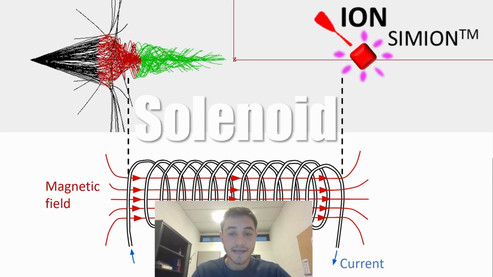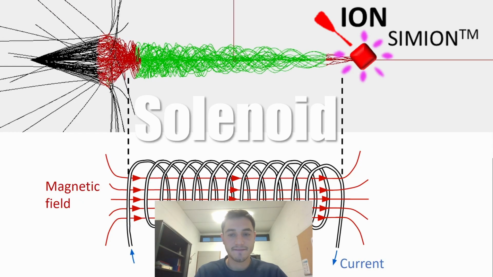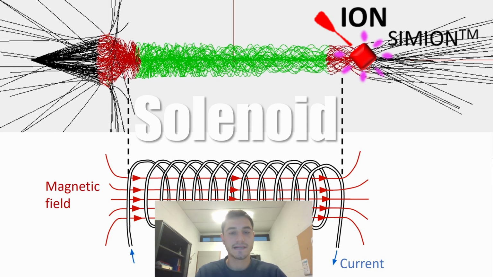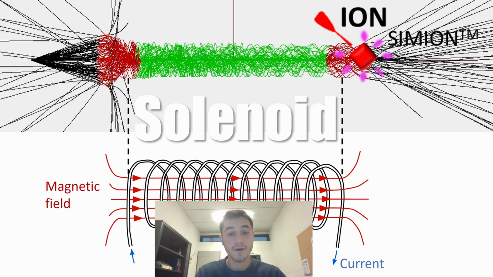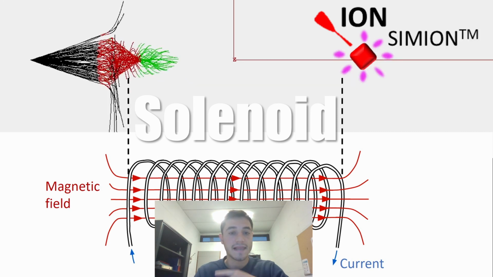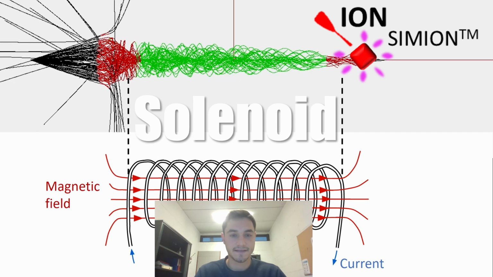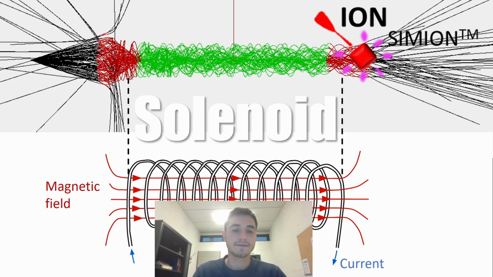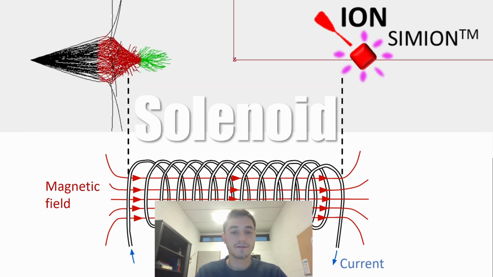Hello, we are here together to try to understand the magnetic field created by a solenoid. A solenoid is a helical coil of wire where a current of electrons will flow and create a magnetic field. We'll try to simulate the ions or charged particles with SIMION.